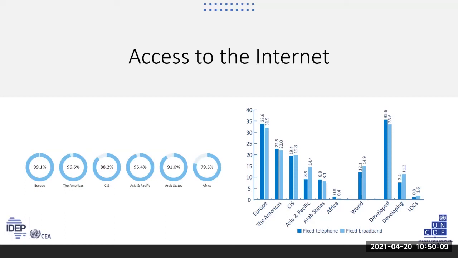In 2019, 79.5% of the African population were covered by a mobile network that offered a speed high enough to access the Internet, 3G or higher. At the same time, you can see on the graph that the fixed line Internet penetration in Africa is very low.